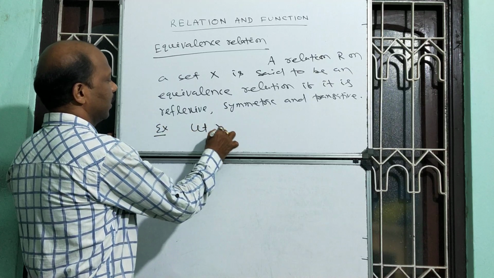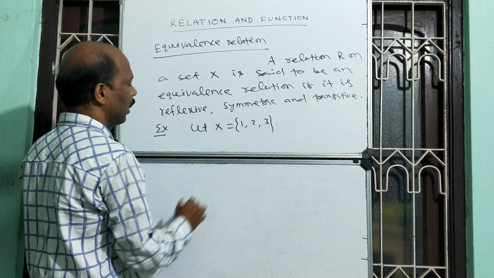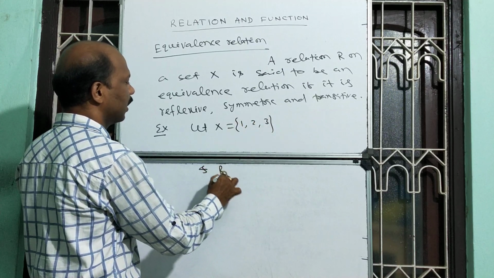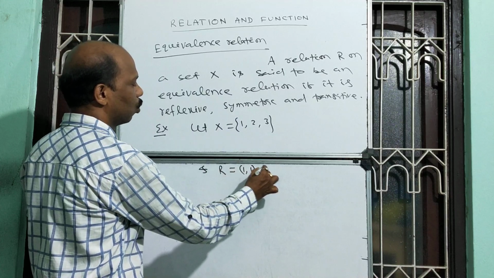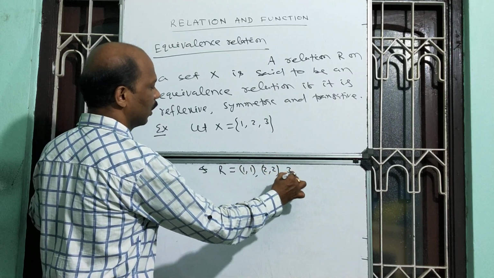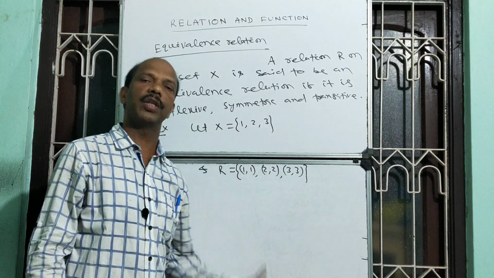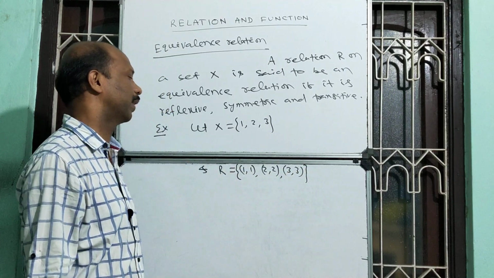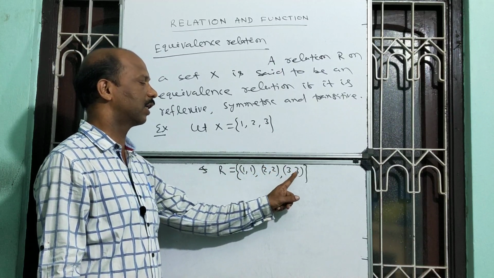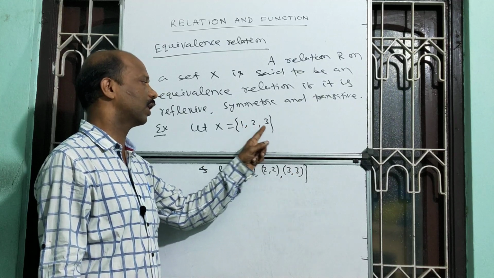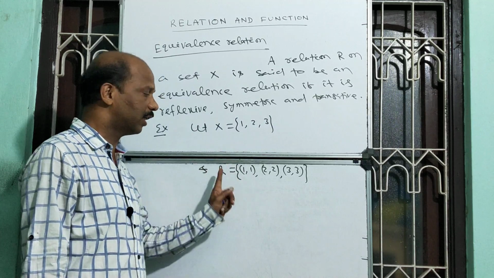Example, let X is equal to {1, 2, 3} and R is a relation on X defined as {(1,1), (2,2), (3,3)}. What type of relation is this? Whether it is reflexive? Yes, it is reflexive because (1,1) ordered pair is there, 2 is related to 2, 3 is related to 3, where 1, 2, 3 are the elements of X. So it is reflexive.